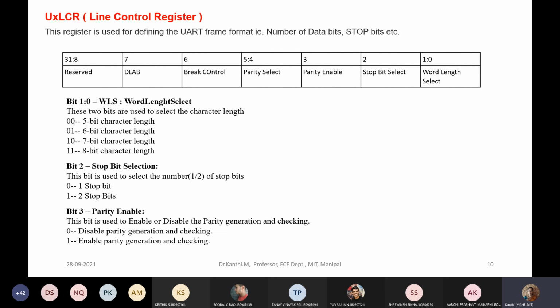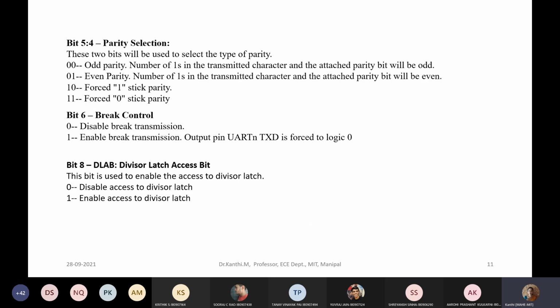And bit 3 is parity enable. If it is 0, it disables parity generation and checking. Whenever it is 1, it enables parity generation and checking. And the next is parity selection, whether I want odd parity or even parity, and stick parity 1. So we have different types of parity.